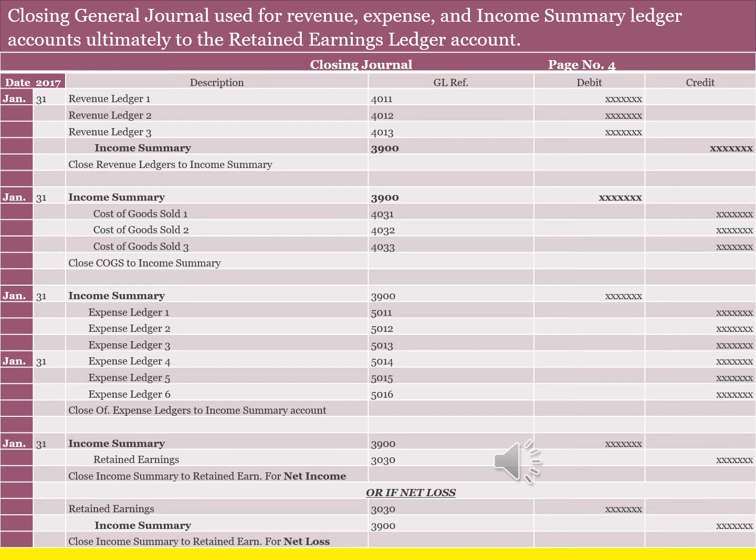Upon posting the closing entries to the general ledger, all the revenue accounts, expense accounts, and the income summary account will have zero balances, as the net income or loss would have been transferred to the retained earnings account for the period.